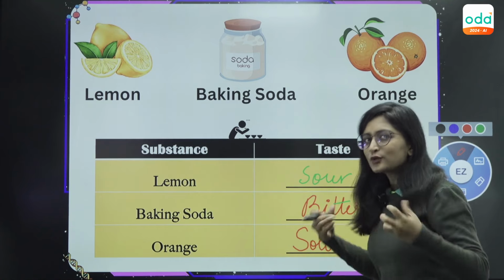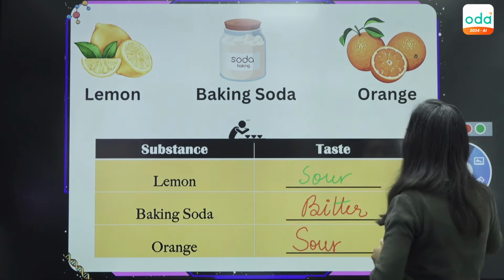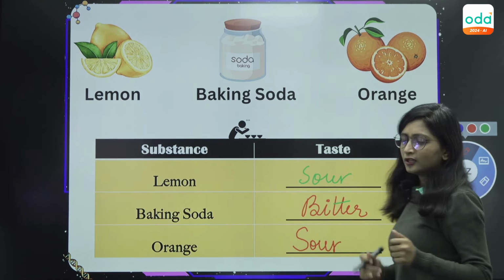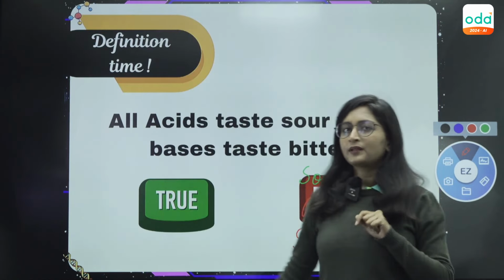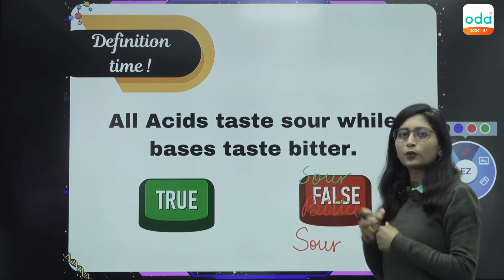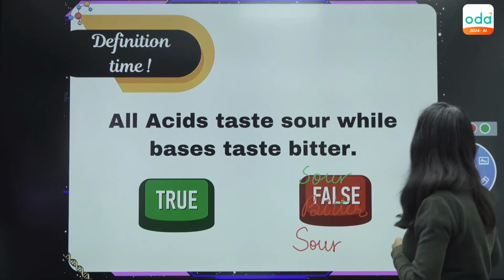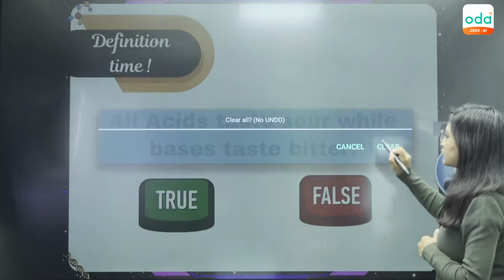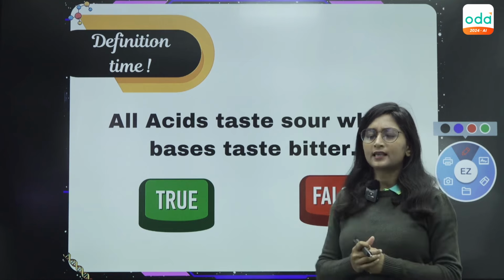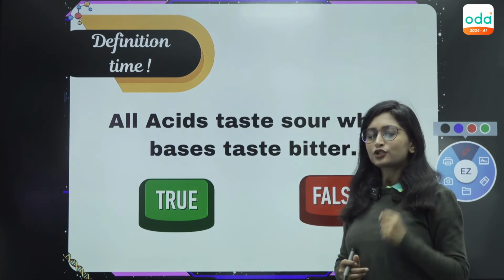So if I ask you some questions related to acid and base, what pre-existing knowledge do you have? Let me go through it. Whenever you come across this question, what would be the significance of knowing the answer? All acids taste sour while all bases taste bitter. Is it so? What would be your answer? Just use your concept and guess: all acids taste sour while all bases taste bitter. Is it so?